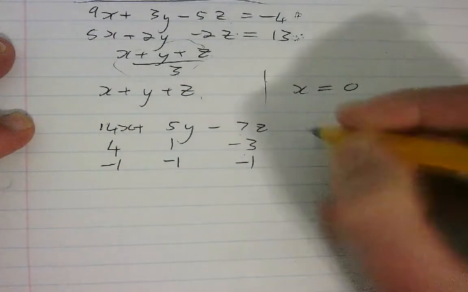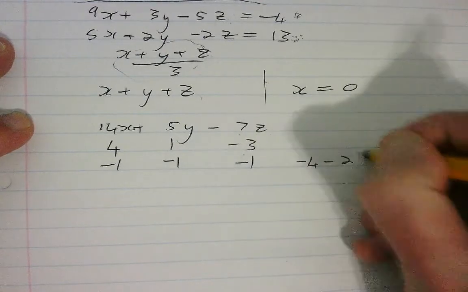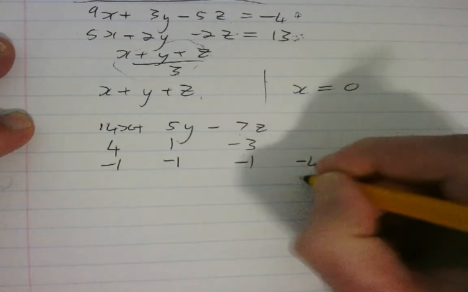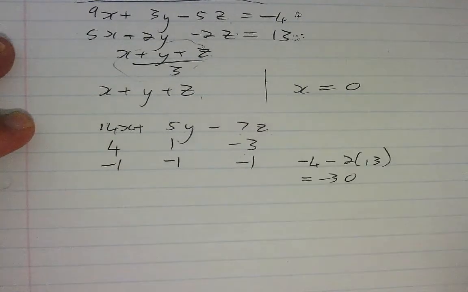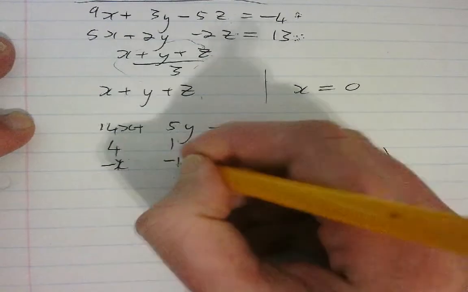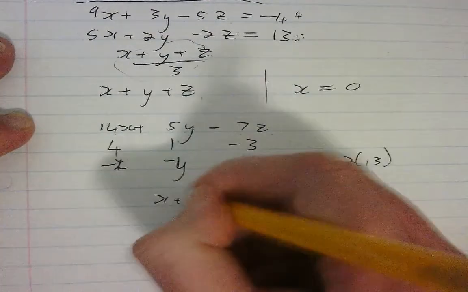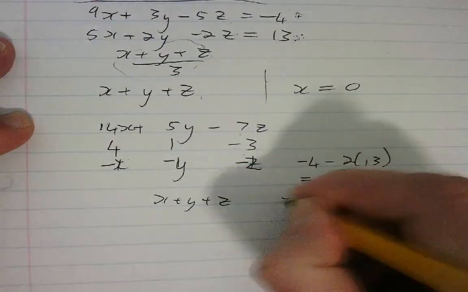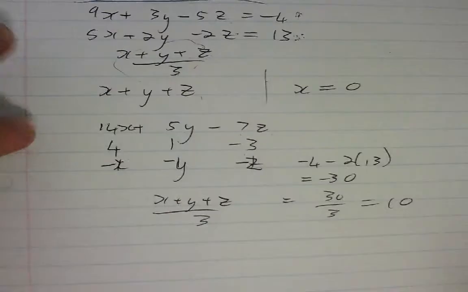Okay, and let's also look at the coefficients. This will be minus 4 minus 2 times 13, which is going to give us minus 30. So this is minus x minus y minus z. And therefore x plus y plus z is 30, divided by 3, and that's just 10.